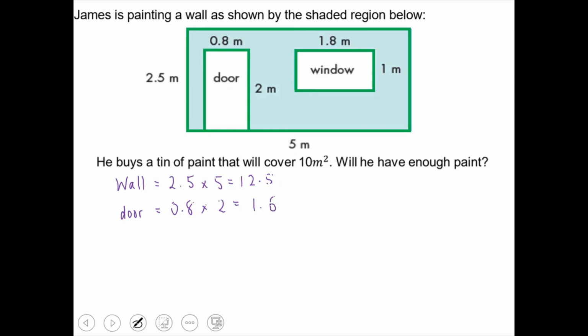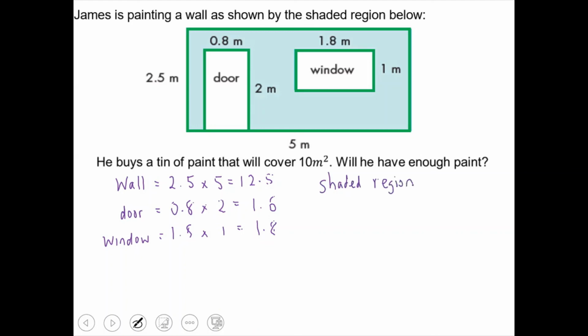The window, again, it's going to be a rectangle, so it's going to be 1.8 times 1, which is 1.8. The only thing we have to do now is to find out the shaded region, because remember it says the shaded region, which is everything except the window and the door.